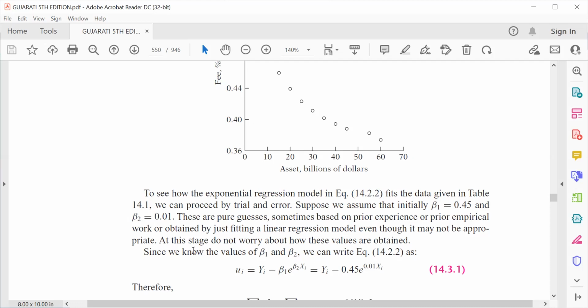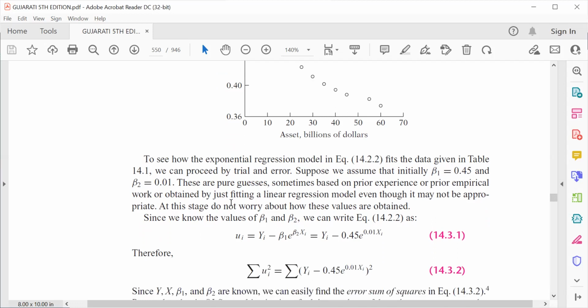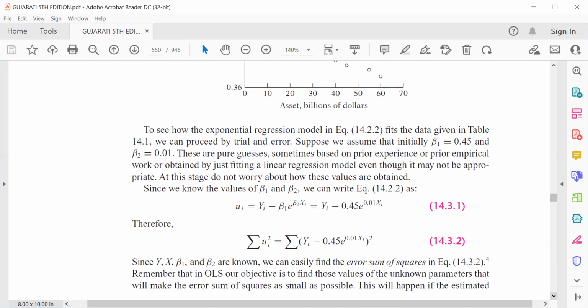As in this stage, because we impose beta 1 and beta 2 in equations 14.3.1 and 14.3.2, we have a residual here. The residual of the equation is in equation 14.3.2. Since Y, X and beta 1 and beta 2 are known, we can easily find the error sum of squares in equation 14.3.2. Here our objective is to solve this problem, to find the values of the parameters.